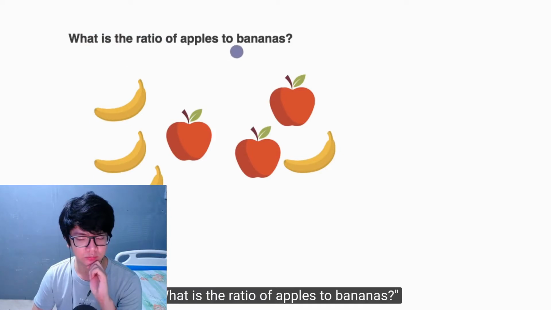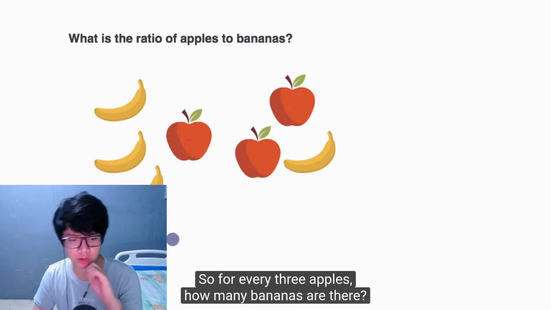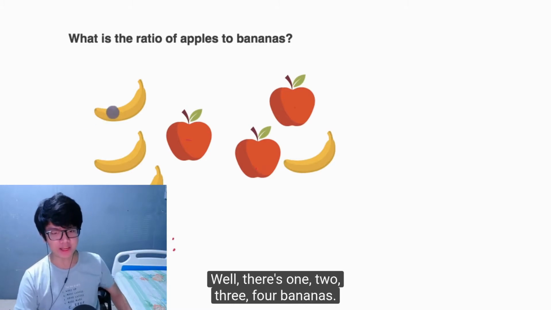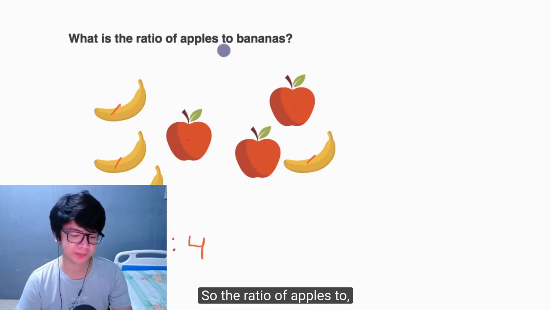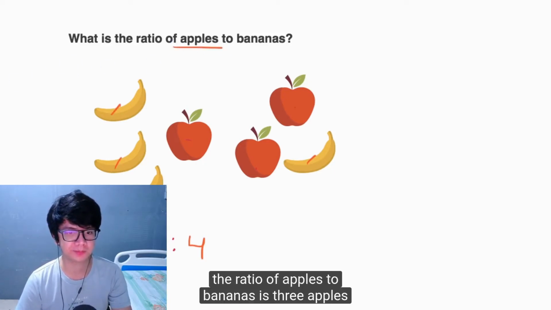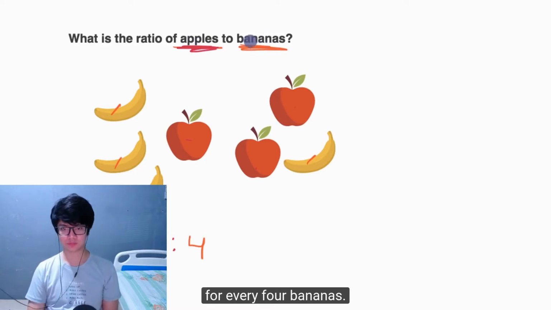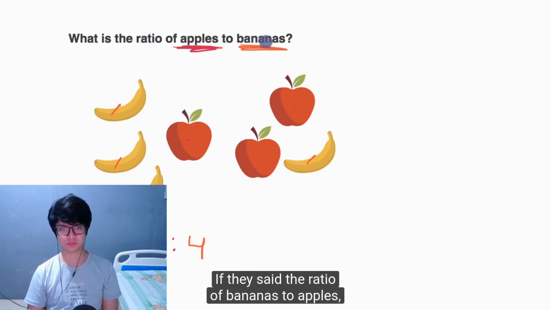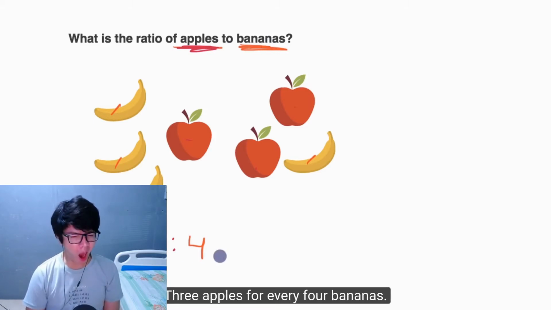What is the ratio of apples to bananas? Pause this video and try to figure it out. So let's see. There are 1, 2, 3 apples. So for every 3 apples, how many bananas are there? Well, there's 1, 2, 3, 4 bananas. So the ratio of apples to bananas is 3 apples for every 4 bananas. Order matters. If they said the ratio of bananas to apples, then this would be 4 to 3. But they say apples to bananas, 3 to 4. 3 apples for every 4 bananas.